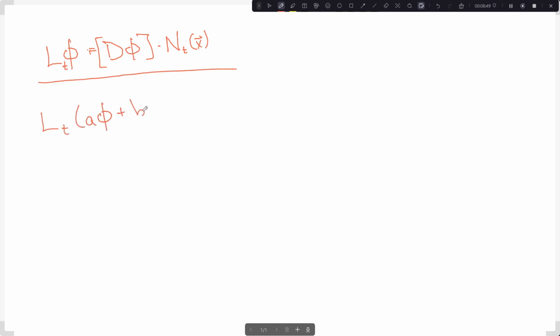So L t phi defined by d phi dot n t x. X is fixed. Let's see if this is linear. a phi plus b psi. I want to be able to distribute L and exchange it with those scalars. Let's just do it by definition, though. By L's definition, this is d of a phi plus b psi dot n t x.